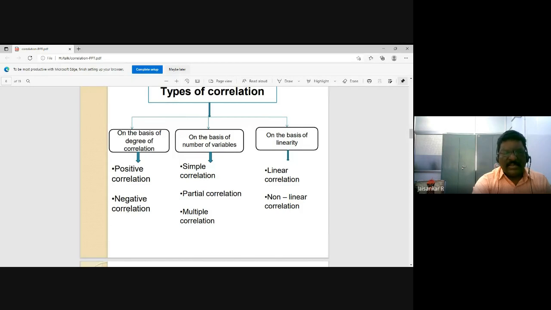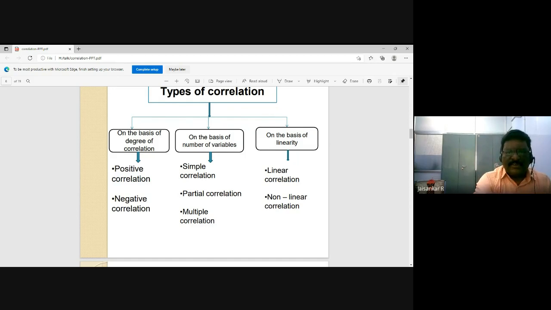Positive correlation, negative correlation. When only two variables are involved, it is called simple correlation. When more than two variables are involved, we can have partial correlation and multiple correlation. One of the basic assumptions of correlation is a linear relationship between these variables, that they are linearly related. Such a thing we call linear correlation. There exists a nonlinear correlation also.